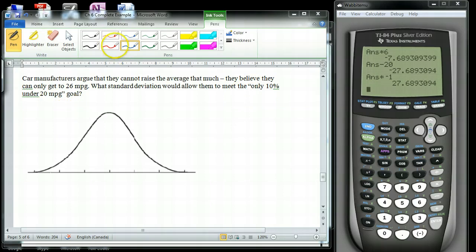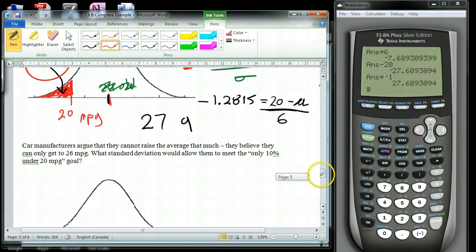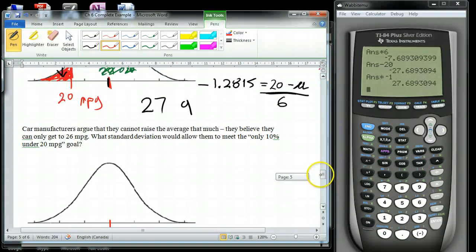All right, so now we have our 26 miles per gallon. That's our mean. And we're looking for the standard deviation, which has to change. I'm actually going to use the information from the previous question because I've already calculated the z-score for 10%, and that was negative 1.2815.